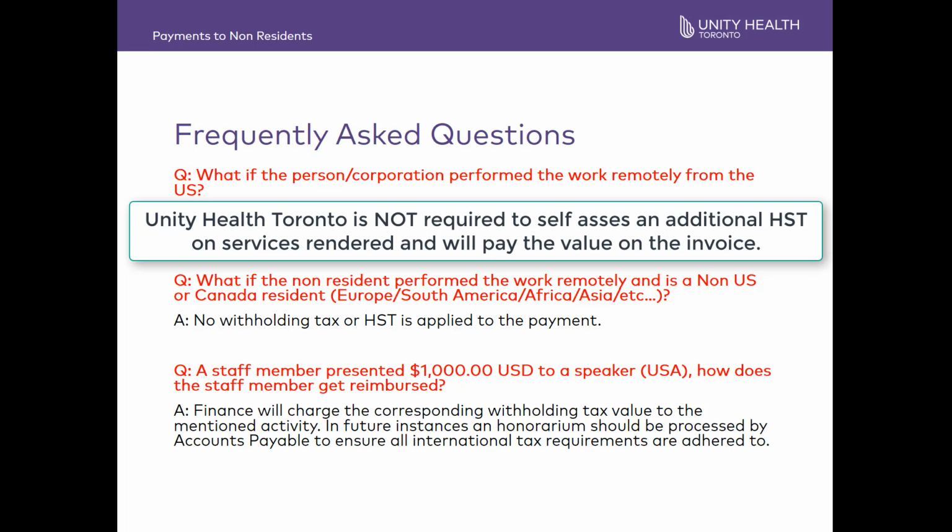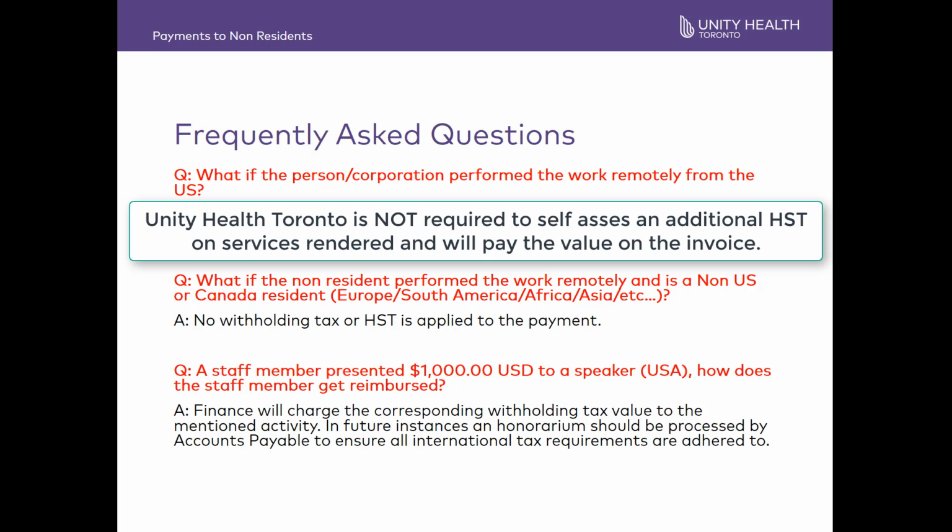Before we jump into the different scenarios, the following are some frequently asked questions. Question 1. What if the person or corporation performed the work remotely from the US? Unity Health Toronto is not required to self-assess additional HST on services rendered with the invoice billed, and will pay the value on the invoice. Question 2. What if the non-resident performed the work remotely and is a non-US or Canadian resident, i.e. from Europe, South America, Africa, Asia, etc.? No withholding tax or HST is applied to the payment.